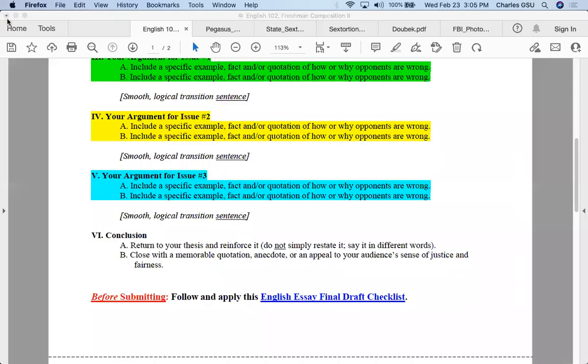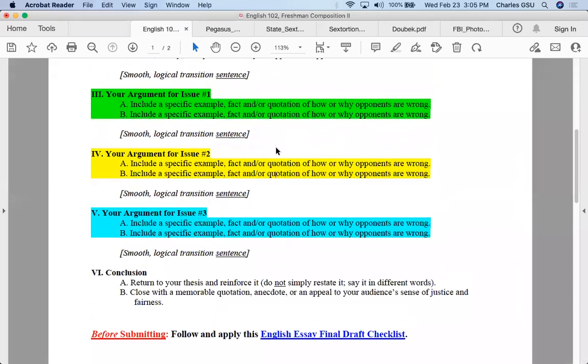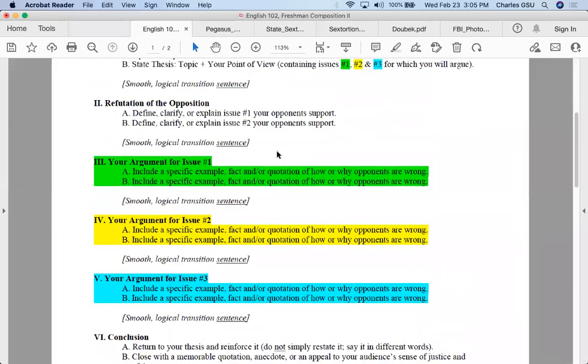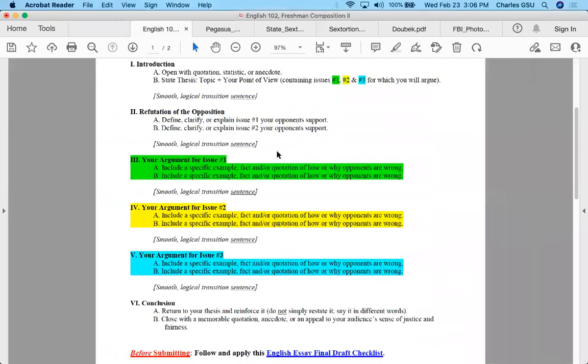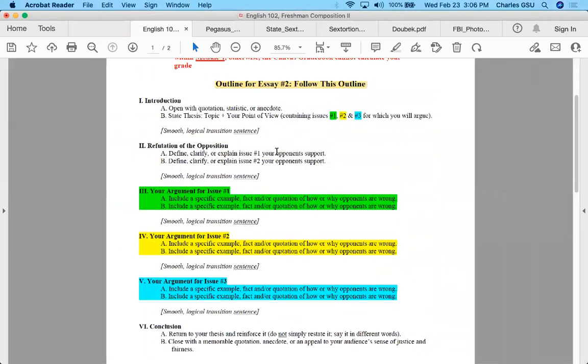And I say that because I noticed that a number of you did not meet the minimum length requirement for essay number 1, and that is not good for your grade. Everyone should be writing the same amount.